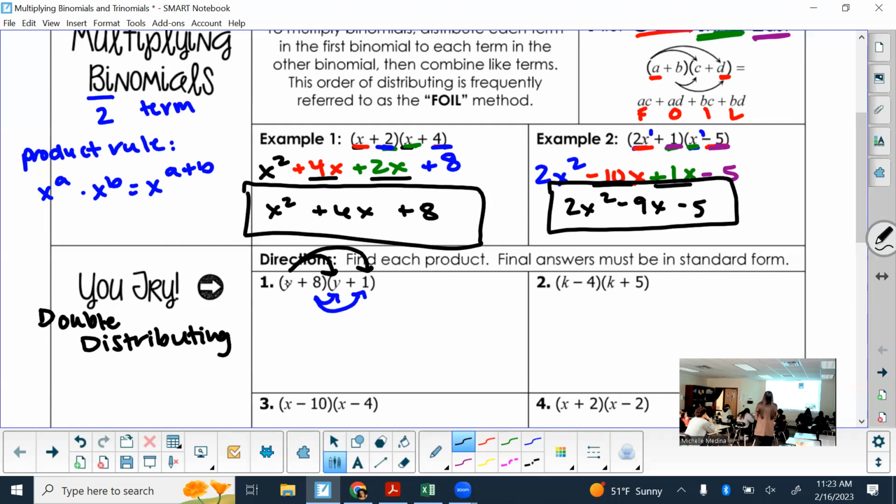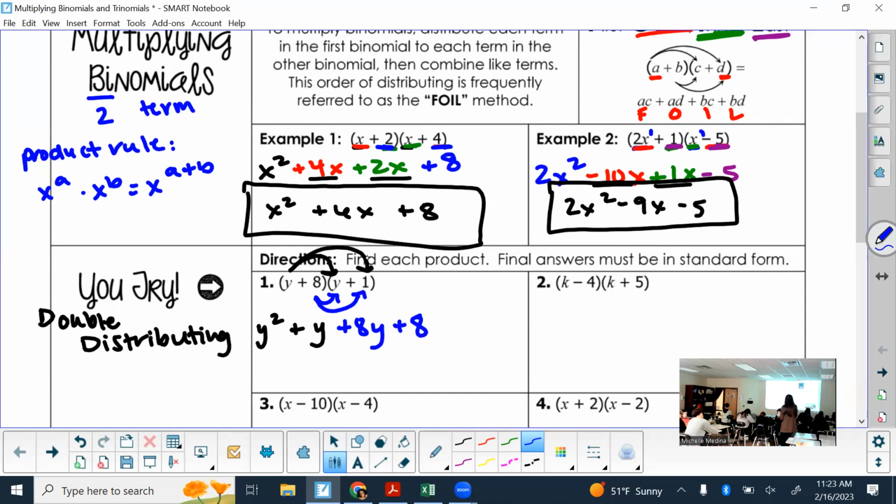So distribute the y first. What's y times y, class? Y squared, good. What's y times 1? Good. So 1y to the first power, or just y. And then distribute now the 8. What's 8 times y? 8y, and then 8 times 1.